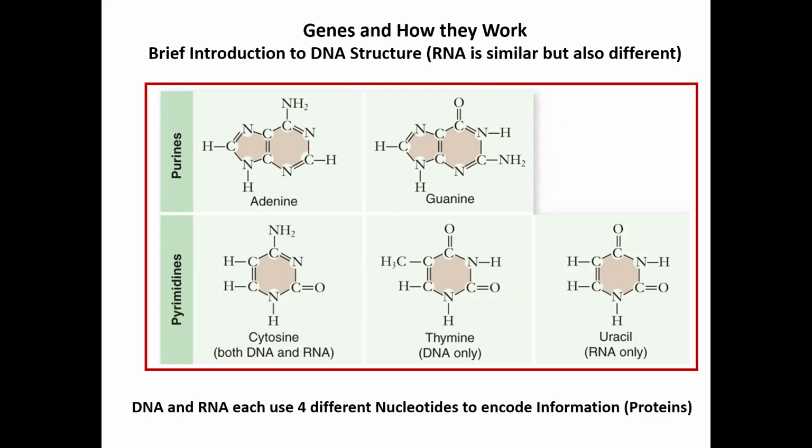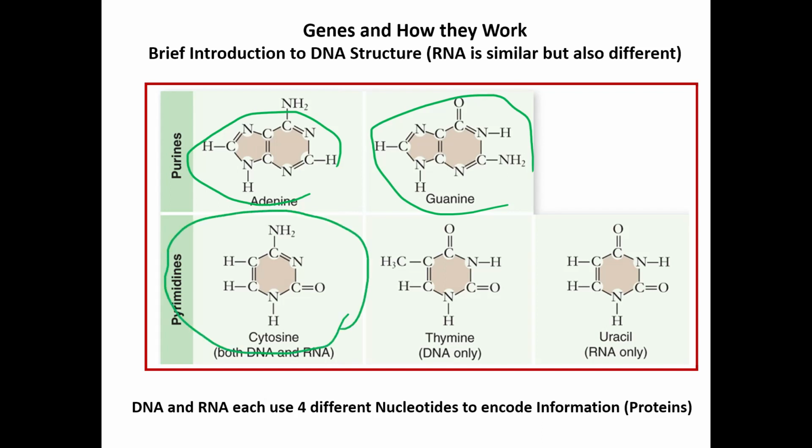In the RNA, we also use adenine, we use guanine, we use cytosine. And what's different between the DNA and RNA is that thymine of the DNA code is replaced by uracil in the RNA code. So each one, RNA and DNA, uses 4 different nucleotides to encode information. The difference between RNA and DNA is thymine on the DNA side and uracil on the RNA side.